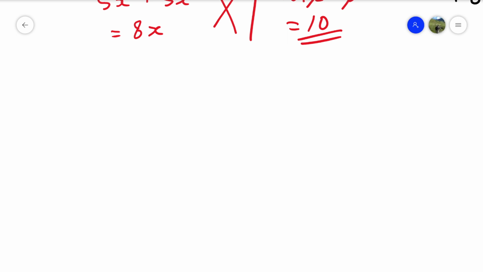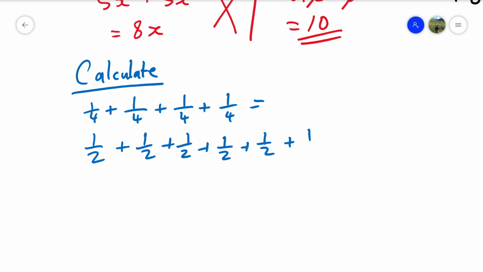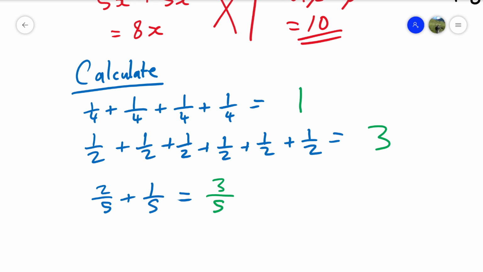If I can find it, I'm currently struggling to find it. Here we go. I'll let you know when I've finished writing it out. That's it. Have a go in your own time. See you back here in a minute. And the answers are 1, 3, and 3/5. Move on if you're happy.